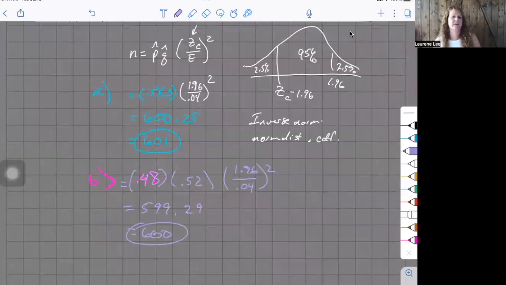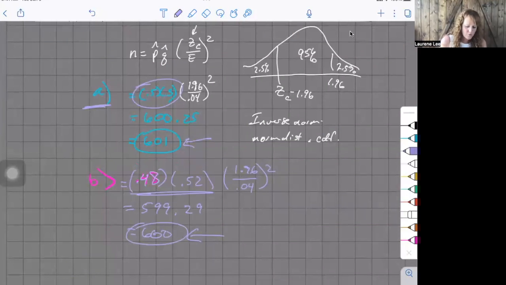So I know these aren't very different, but look at what's happening. When I don't have a preliminary estimate and I use 0.5, I get a bigger number than when I do have a preliminary estimate, and I get 600. Now, why are they so close? Because 0.48 and 0.52 are not very far apart. They're pretty close to 0.5 and 0.5. But say you had a preliminary estimate of 0.27, and then your q was off quite a bit from that, you'd find that your sample size would be significantly lower.